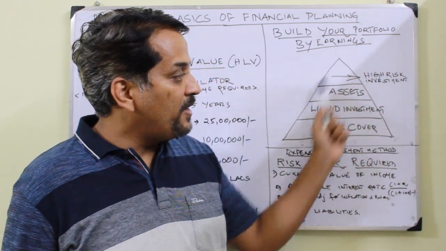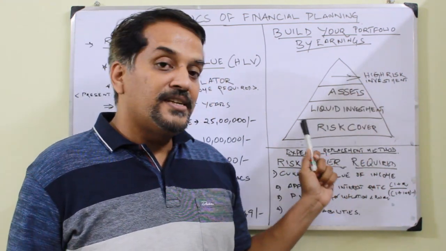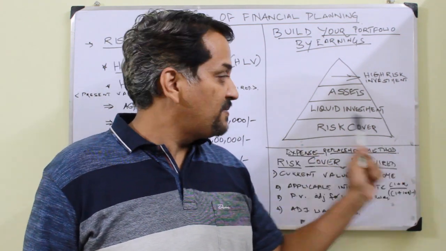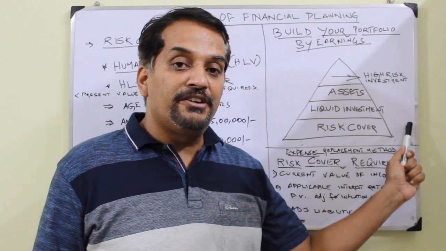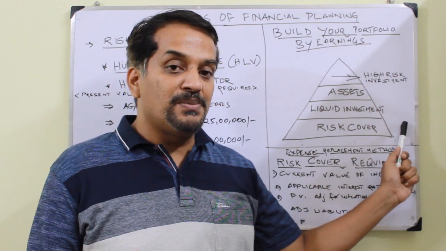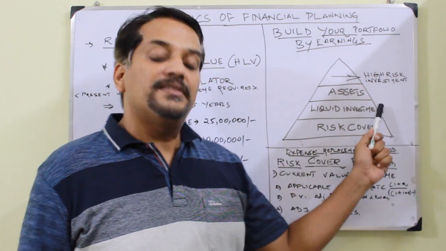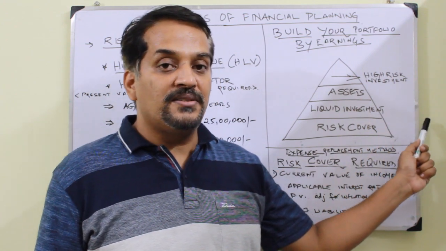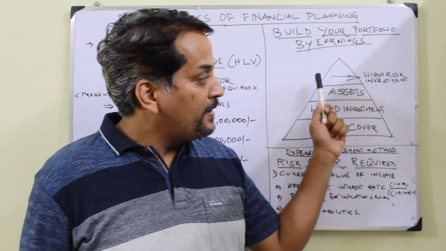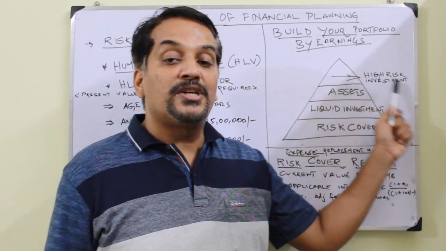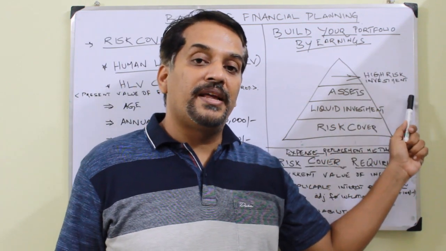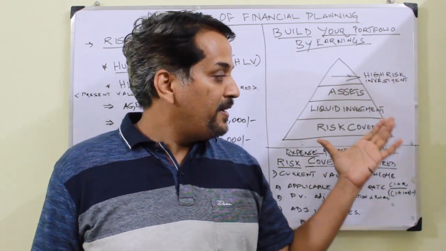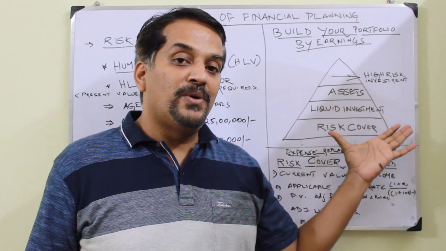To start with a solid base, first thing is that as soon as you start earning, see that you have got enough risk cover. Second, emergency fund: liquid investment you have to make for 6 months of your salary. Third, you can go for assets like housing or gold or metals. Then, after completing all this, you can go for high risk investment like capital markets and stocks. So this is the financial pyramid I am going to cover one by one.